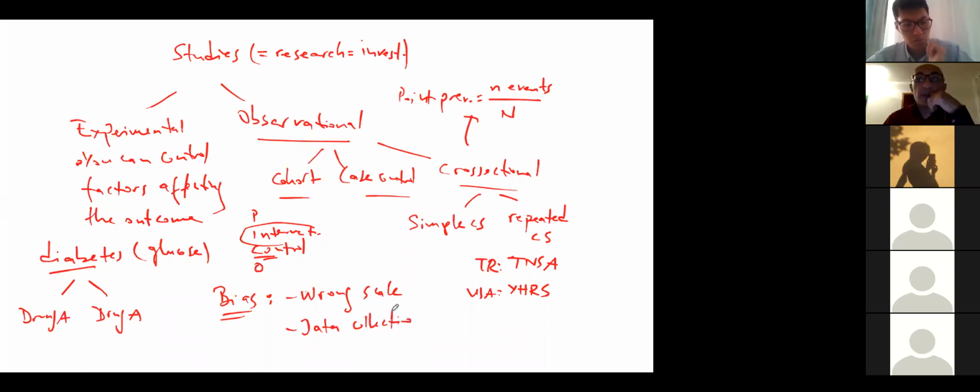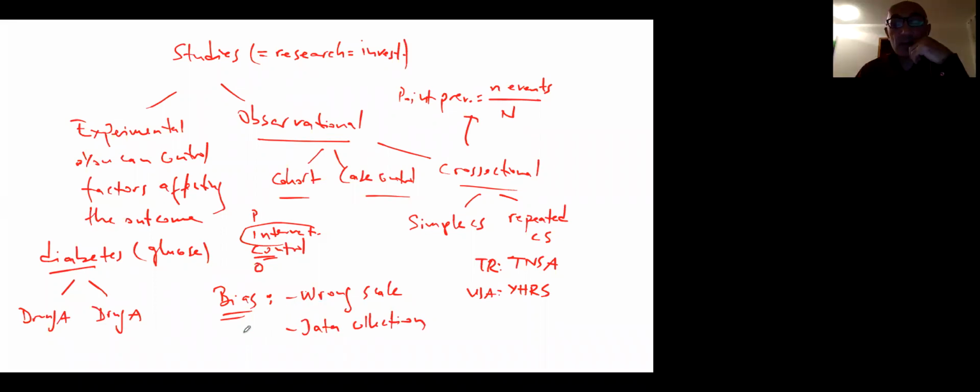How can we introduce bias? We may have selection bias or measurement bias. By the way, I should mention selection. We may have errors in selection, bias in selection, or bias in measurement. Okay.